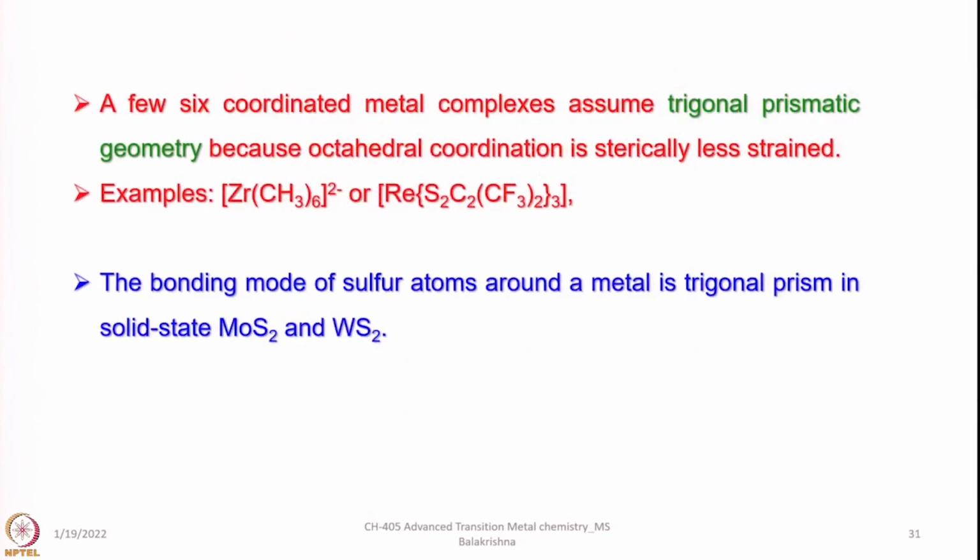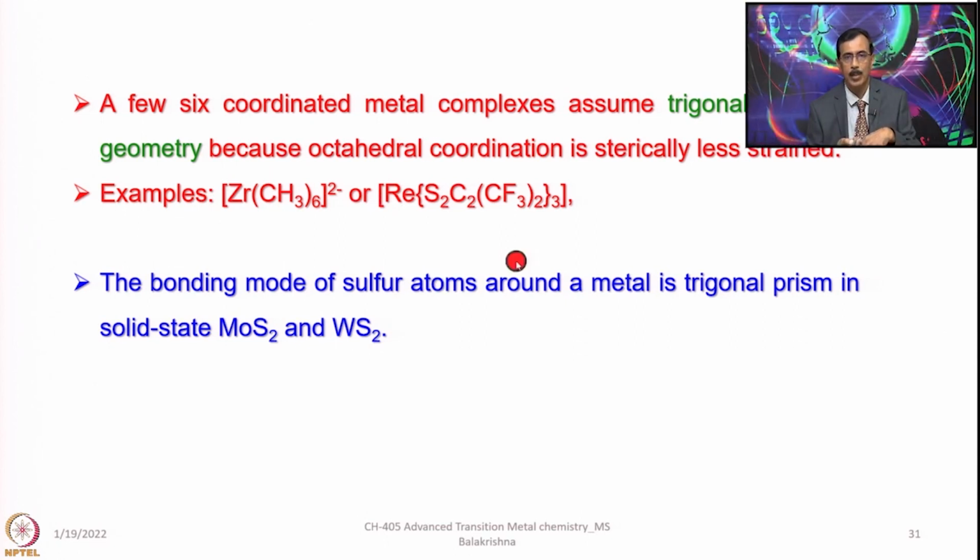A few 6 coordinated metal complexes can also adopt trigonal prismatic geometry, because octahedral coordination is sterically less strained. For example, if you look into hexamethyl zirconium 2-, or this rhenium complex, in both cases we have coordination number 6, here with a bidentate ligand and here with monodentate ligands, and also in the case of hexamethyl tungsten the geometries are trigonal prismatic. I shall tell you why these complexes have a preference for trigonal prismatic geometry over octahedral geometry when I go to bonding concepts. I shall explain all these things in more detail.